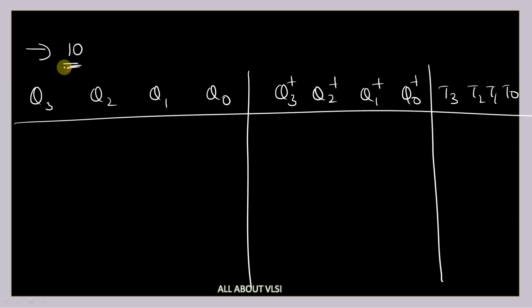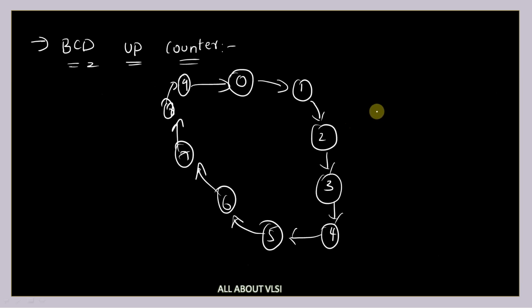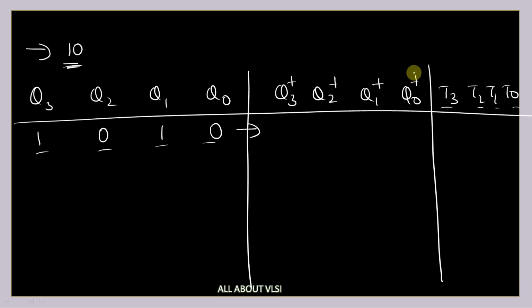What is my present state? Let's say my present state is 10, that is 1, 0, 1, 0. Now I need to find out my next state. First of all, if I have Q3, Q2, Q1 and Q0, I can get the values of T3, T2, T1 and T0. So how to get these values? I will first write down the equations.